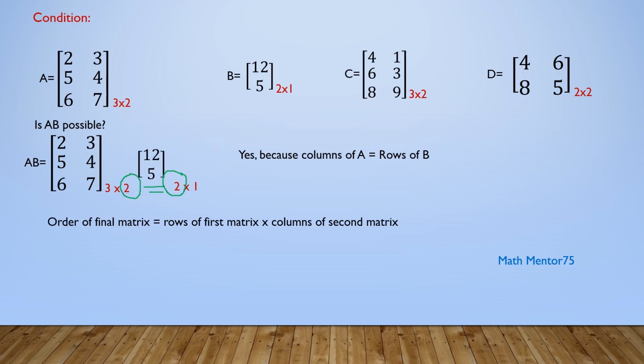If it is possible to multiply two matrices A and B, it means that the resultant matrix would have some order. The order of the final matrix is rows of the first matrix, which are 3, and columns of the second matrix, which are 1. So we are going to write 3 into 1. It means the order of the final matrix AB would be 3 times 1.